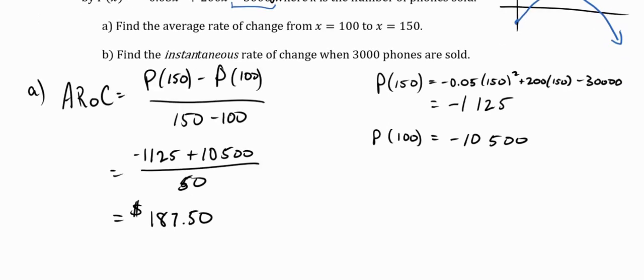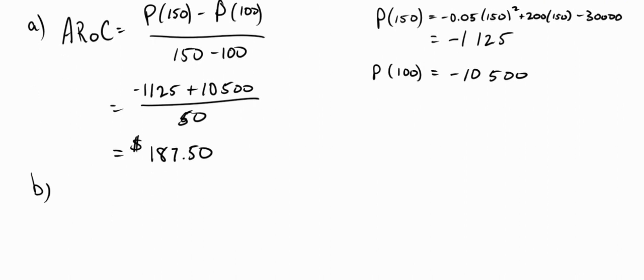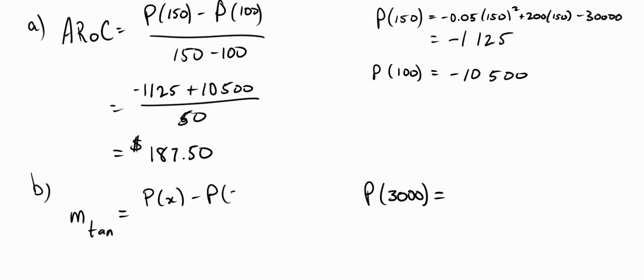Okay. And then B, find the instantaneous rate of change when 3,000 phones are sold. So again, we want to figure out what that is. And then we're just going to use our slope of the tangent formula, which in this case is going to be P at X minus P at 3,000 over X minus 3,000. Okay, so I'm going to let you try this one.